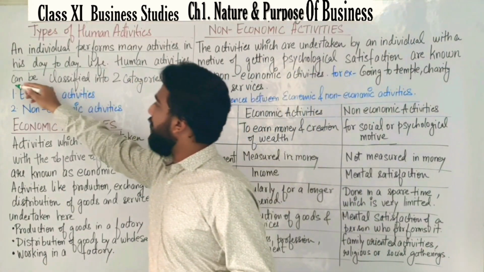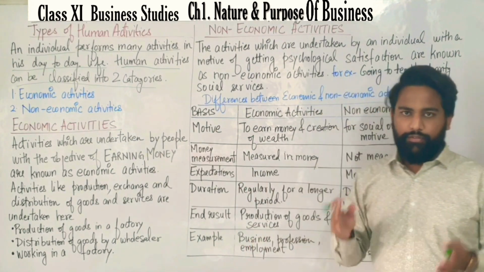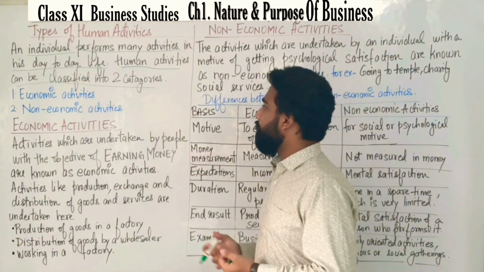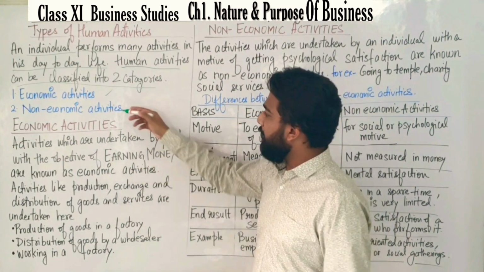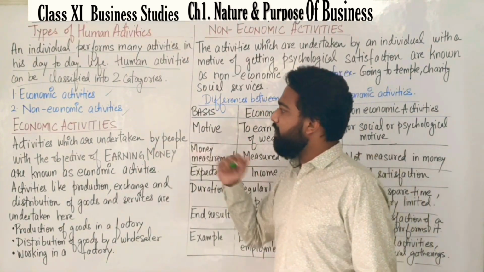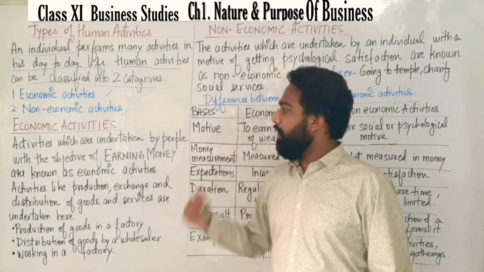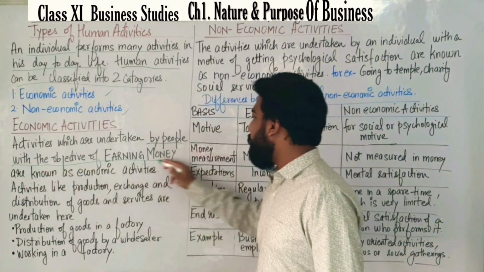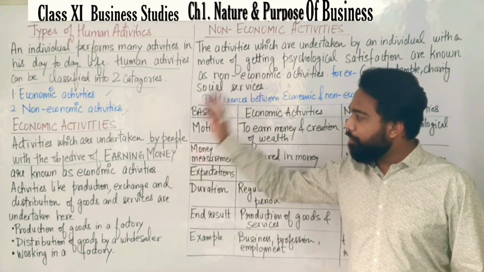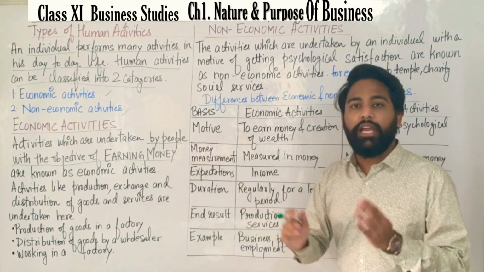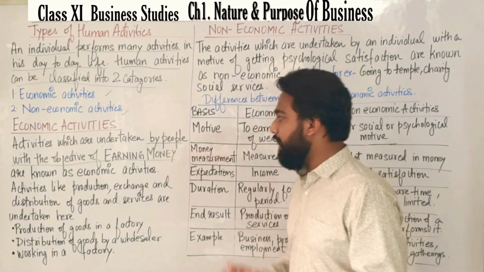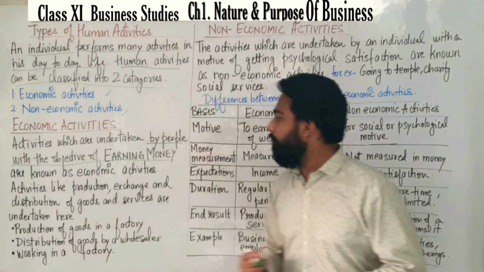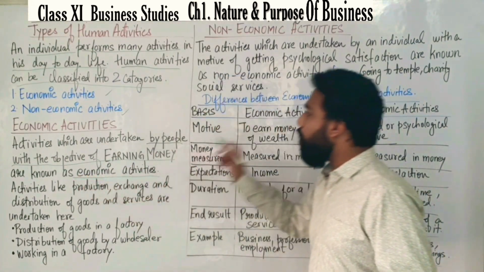Now, human activities can be classified into two categories. We perform so many activities so that we can categorize our activities into two parts. Now, first is economic activity and second is non-economic activity. Now, let's see the first activity, which is economic activities. Activities which are undertaken by people with the objective of earning money. Keyword is objective of earning money. Those activities which are performed by human beings, performed by us to have the income, to earn some money, with the objective of earning money are simply known as economic activities.